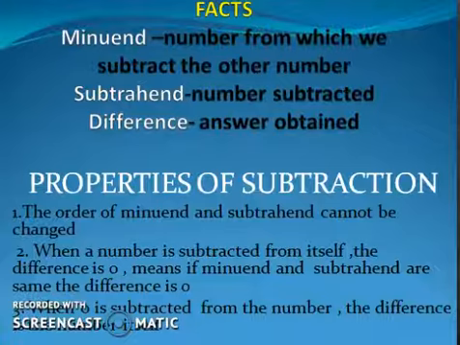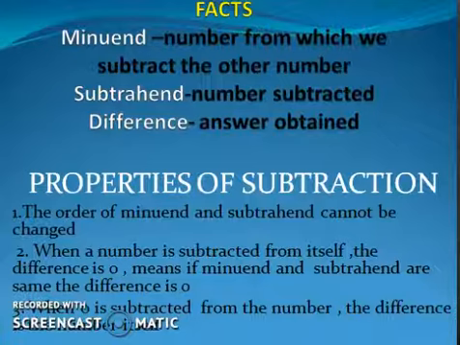Subtrahend is a smaller number, the number which is subtracted from the bigger number. Remember, from S and S is smaller and S is subtrahend. And when we subtract, the answer so obtained is known as the difference. Children, there are some properties of subtraction.